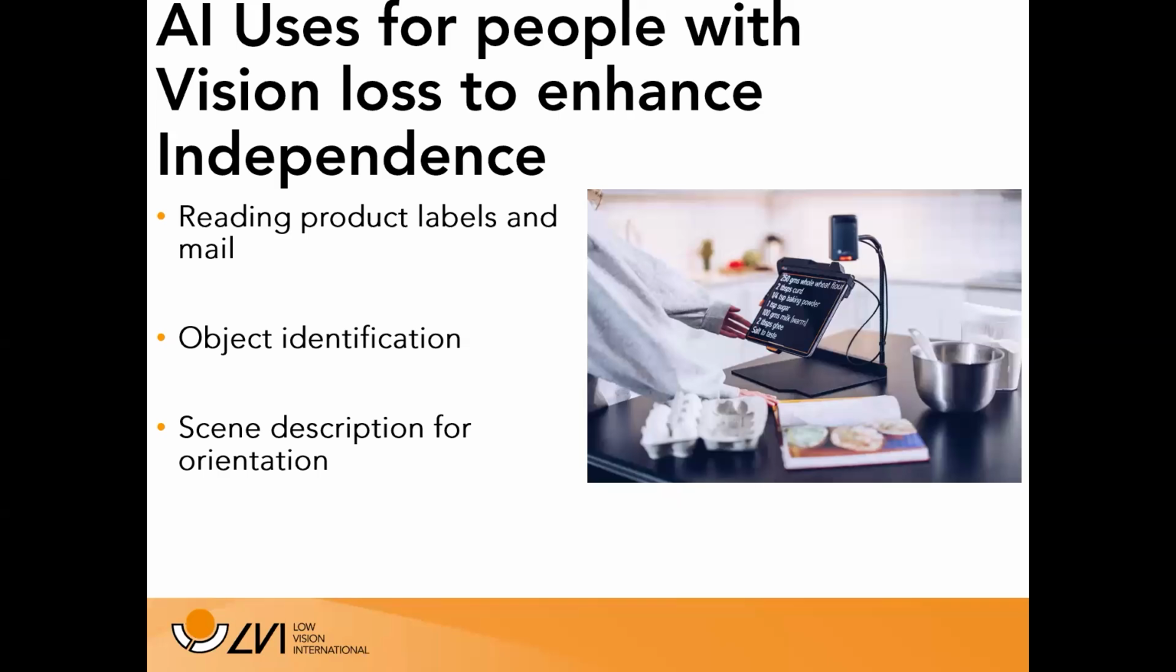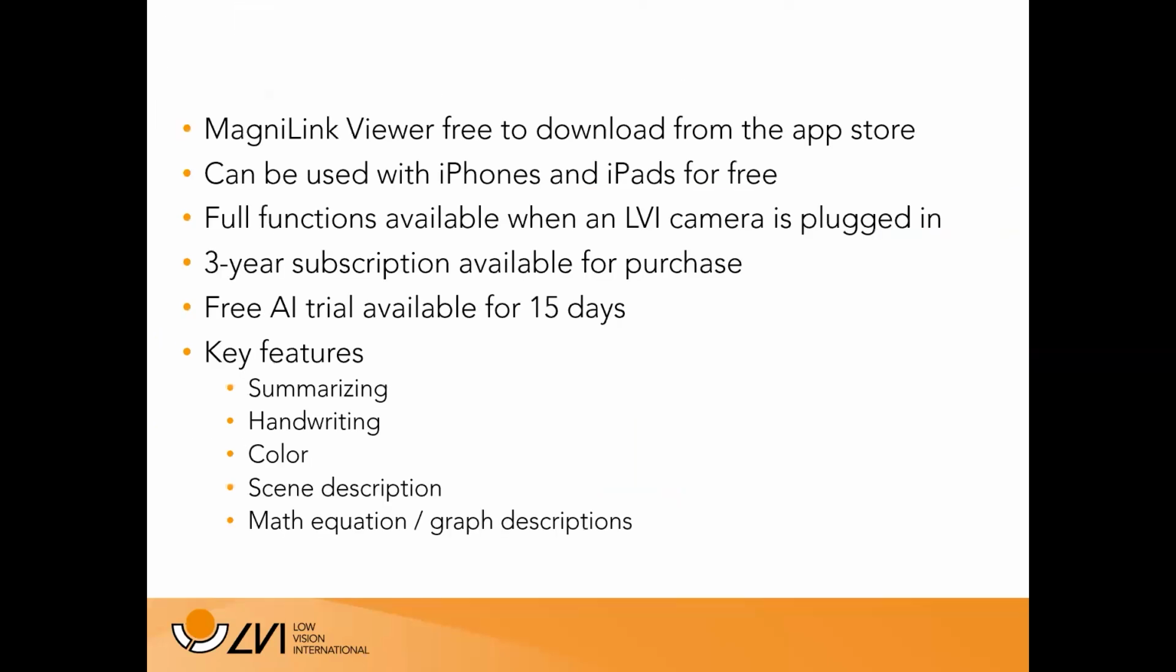Or she has an AI subscription for the app that is resident on this product called MagnaLink Viewer. She can use AI, capture the image of the product, and ask it specific information. How long do I cook this on what setting on my microwave? And it will give her that information. So one device, three ways to get the information she needs.